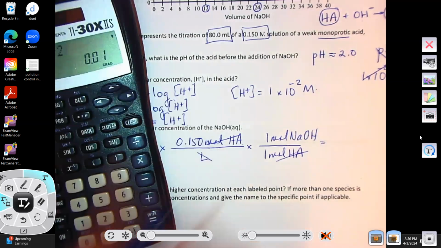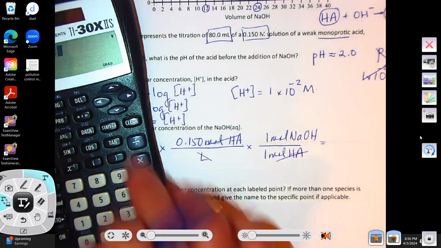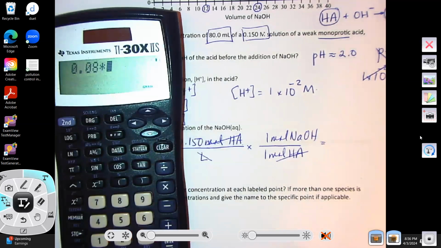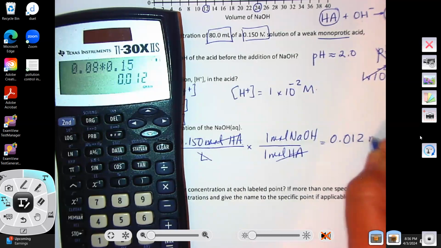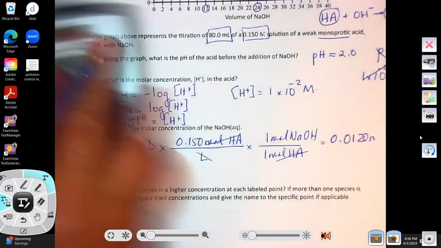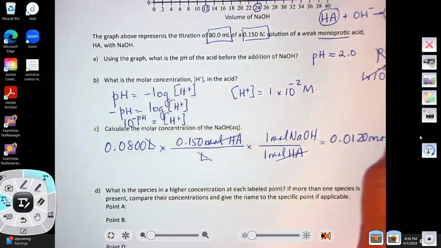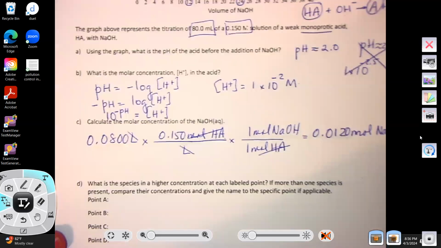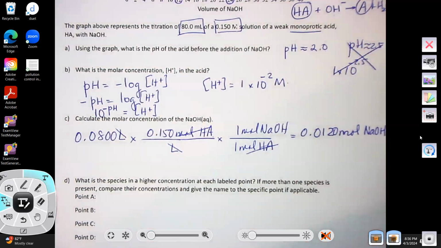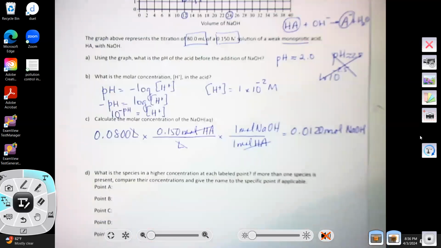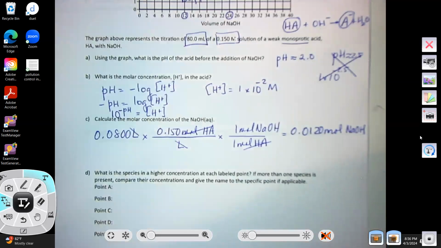So that would be 0.08 times 0.15, and that is going to give me 0.012. And I'm going to put another 0 there to just keep my significant figures alive. So that would be the moles of the sodium hydroxide. But remember, the question is not asking for moles. The question is asking for molarity. So now we need to take that number of moles and we need to divide it by the volume that was used in the titration.